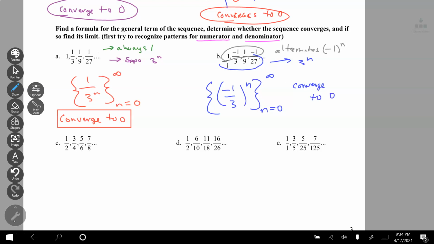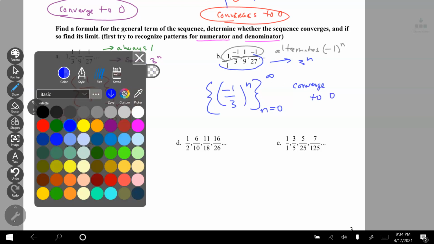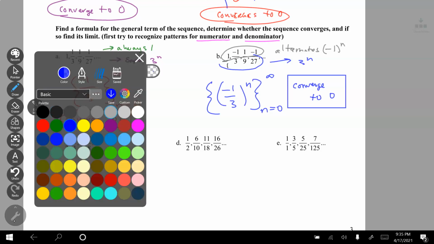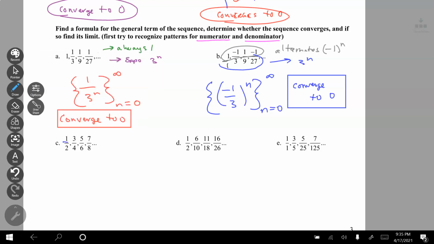to 0. The idea that it's alternating doesn't matter so much, because it's still getting closer to 0. It's just flip-flopping positive, negative, negative, positive. This next one may be a little bit different. I look at the numerator here, and I see 1, 3, 5, 7. That looks very arithmetic to me.